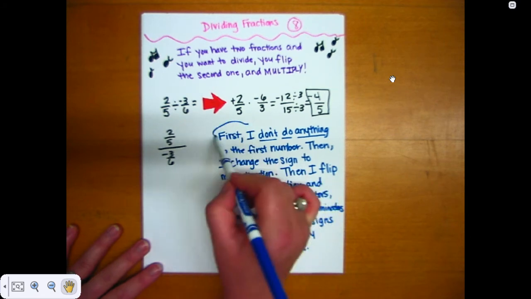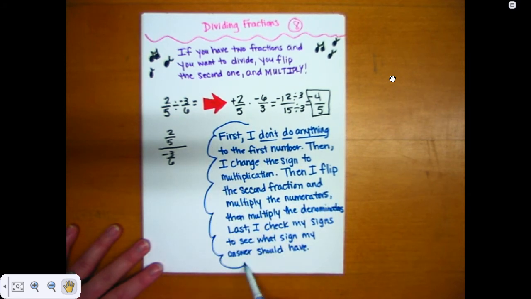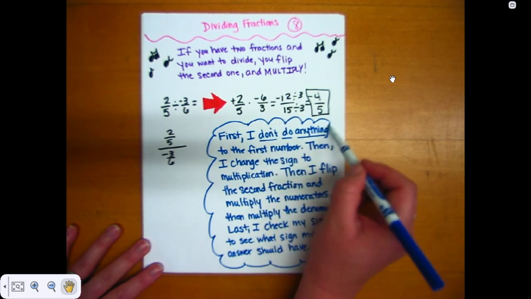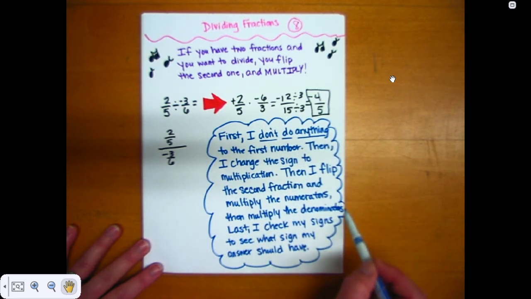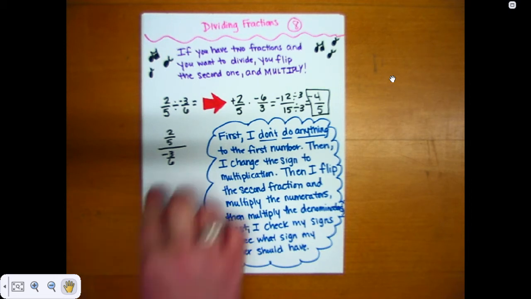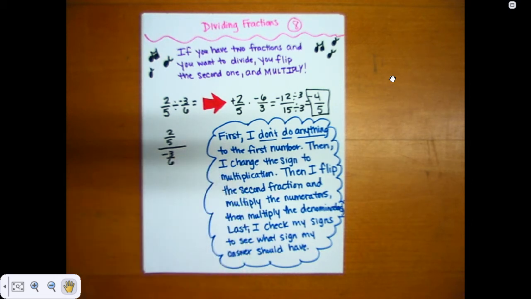All right, that was our thought bubble. That's what's in our head. How do I divide these fractions? That looks really scary. Oh, I don't do anything to the first one. I change the division to multiplication. I flip the second one, and I just multiply. That is so easy. Let's go ahead and make a note here too.